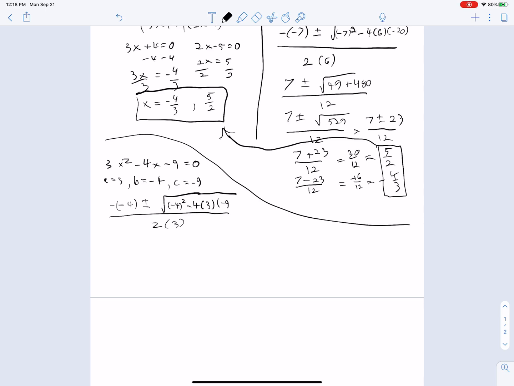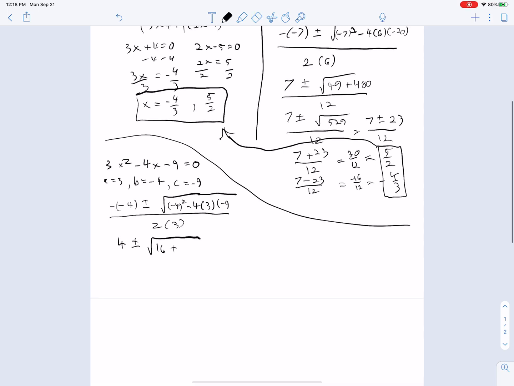So again, we're going to simplify this down. So that's going to give us 4 plus or minus the square root of 16 plus -4 times -9 times 3 is 108 all over 6.